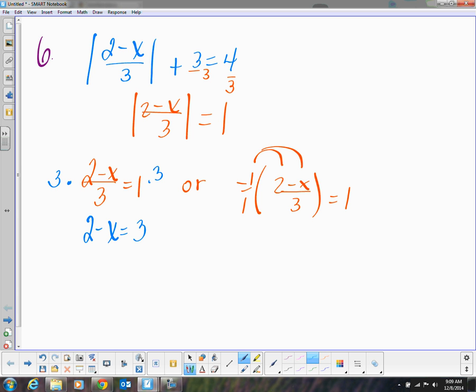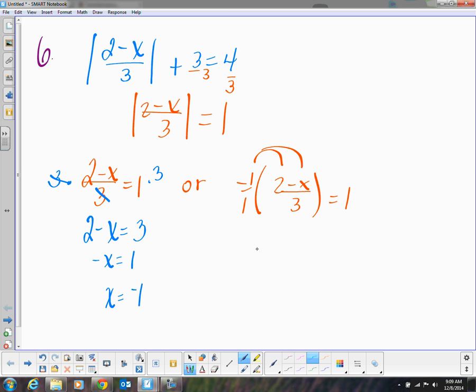Notice that on number 2, there was a fraction. Number 3, there was a fraction. Number 5, there was a fraction. Number 6, there is a fraction. If you look at some of these problems, most of them seem to have fractions. So my guess is, be prepared for getting rid of lots of denominators.